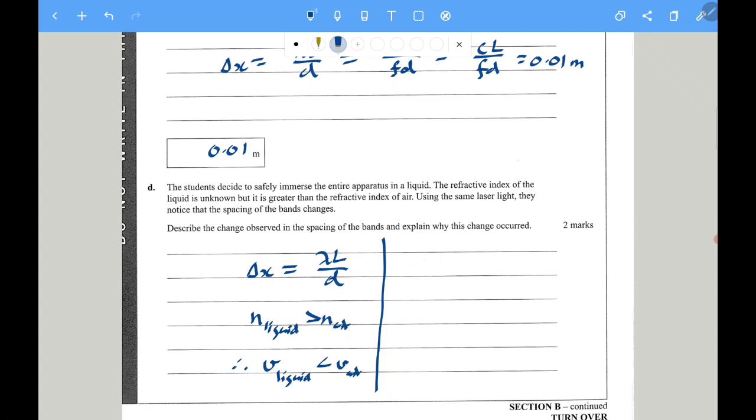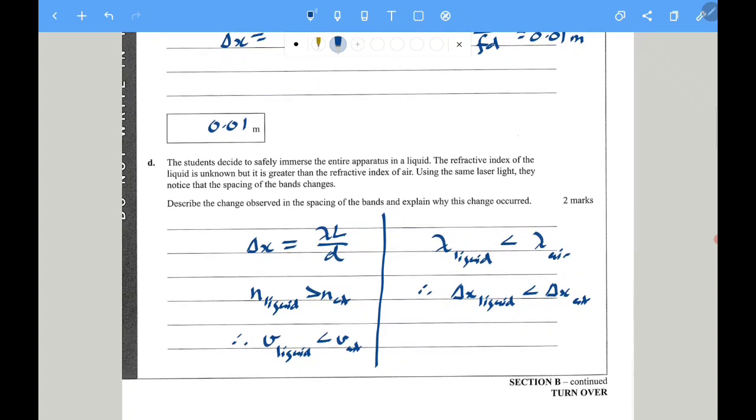Now, when the speed of light changes in a different medium, it's not its frequency that changes, and it's not both frequency and wavelength that change, it's only the wavelength that changes. So the wavelength of light in the liquid, right? Not the wavelength of the liquid, but the wavelength of light in the liquid is less than the wavelength of light in the air. So that means the fringe spacing in the liquid is less than the fringe spacing in the air. You guys can write this in words or in inequalities, whatever helps you.